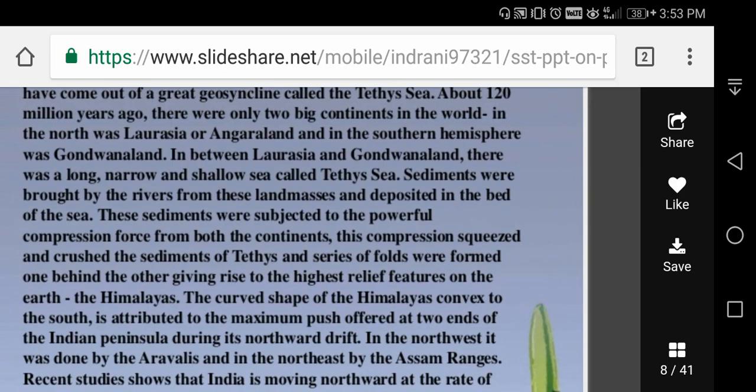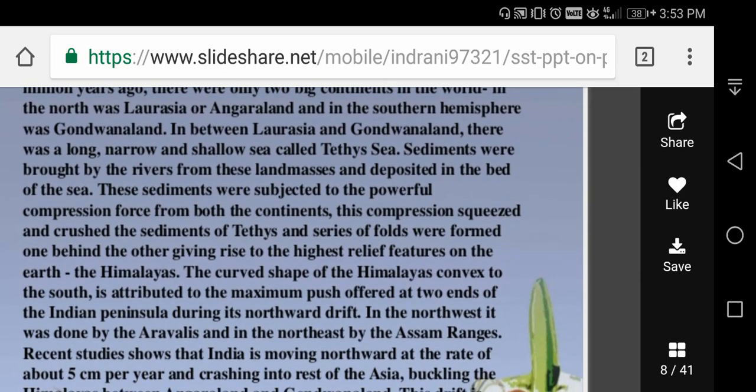The curved shape of the Himalayas, convex to the south, is attributed to the maximum push offered to the two ends of the Indian peninsula during its northward drift. In the northwest it was done by the Aravallis, and in the northeast by the Assam range.